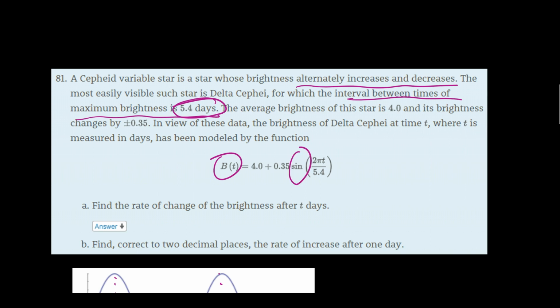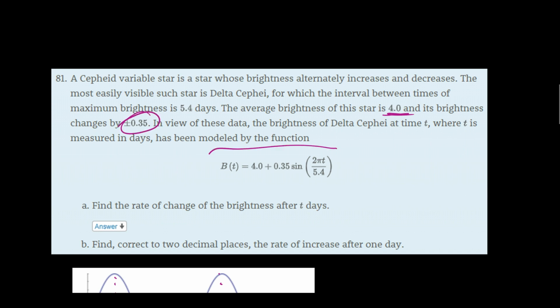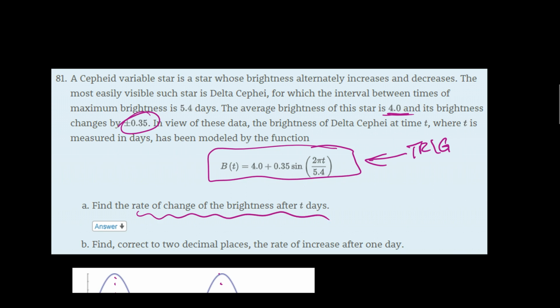Sine or cosine are perfect functions to deal with phenomena that are periodic. So we have that. The average brightness of the star is 4, and its brightness changes by 0.35. And so what they've done is they've created this. This you can do in trig. So what's the calculus? It says find the rate of change of the brightness after t days.